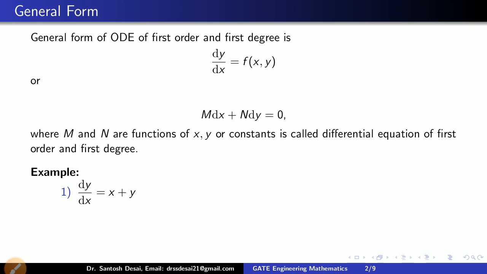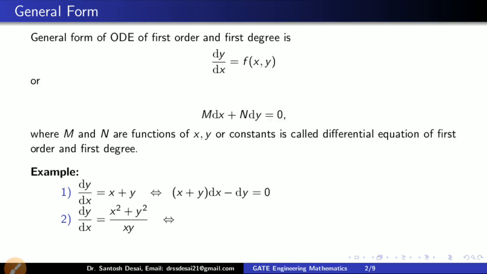dy by dx is equal to x plus y. This can be rewritten in the form (x plus y) dx minus dy is equal to 0. One more example is dy by dx is equal to (x square plus y square) divided by xy, and this can be expressed as (x square plus y square) dx minus xy dy is equal to 0.